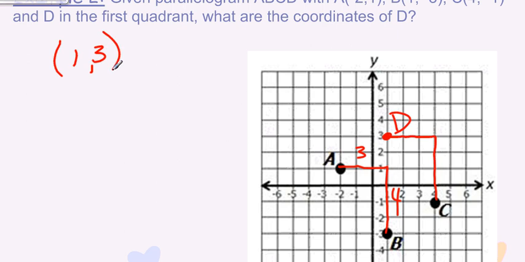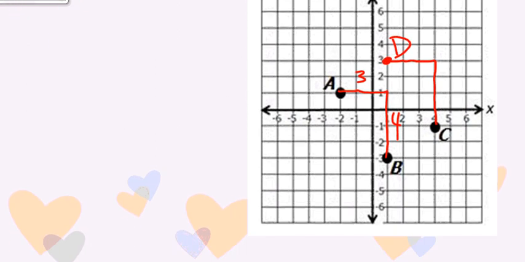Now, if we were looking for them in the other quadrants, I'm going to use a different color. I'm going to actually count my slope from C to B. So I've gone down 1, 2, and over 1, 2, 3. So I'm going to do the same thing from A here. I went down 1, 2, over 3. I'm going to go down 1, 2, and over 1, 2, 3. And that could be a new possibility for D there.